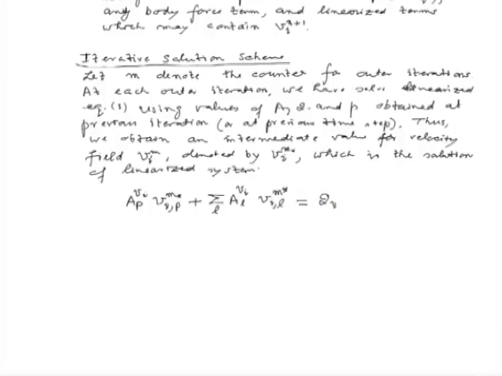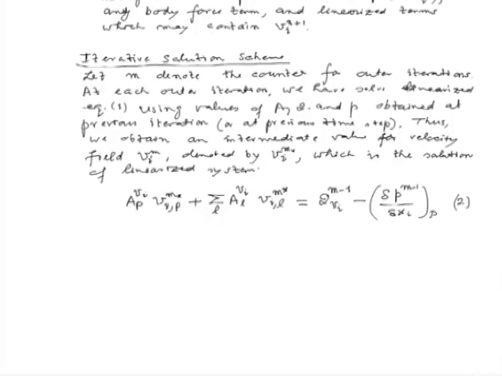Q VI M minus 1 minus delta P M minus 1 over delta Xi at P. So, let us call this equation 2. In fact, this represents not a single equation, it represents a system of equations which has to be solved, and if you can solve the linear system we can get our intermediate velocity field VI M star.